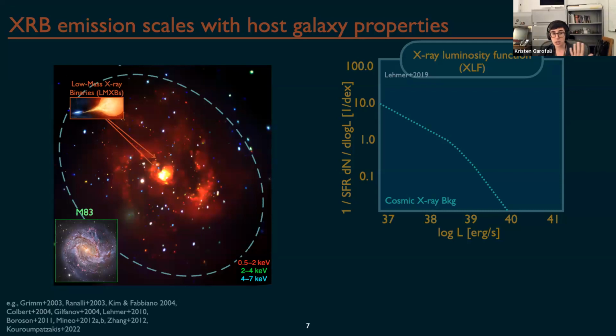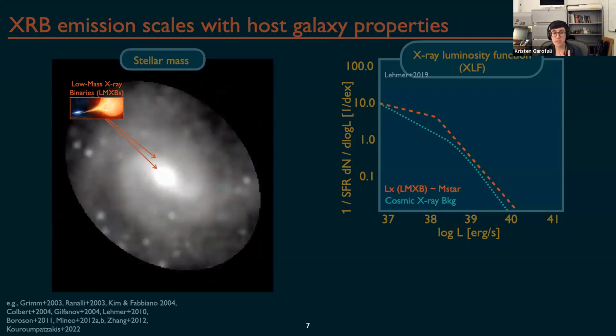So the first component of our X-ray binary emission in star-forming galaxies like this are low-mass X-ray binaries. So these are systems where the donor star is, let's say, roughly 3 solar masses or less, and these populations tend to correlate with the stellar mass of their host galaxies because they have these low mass donors.